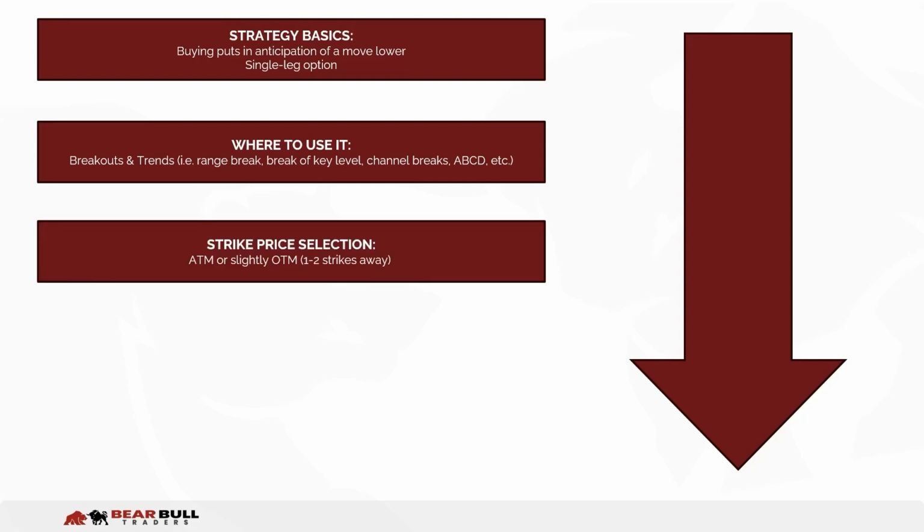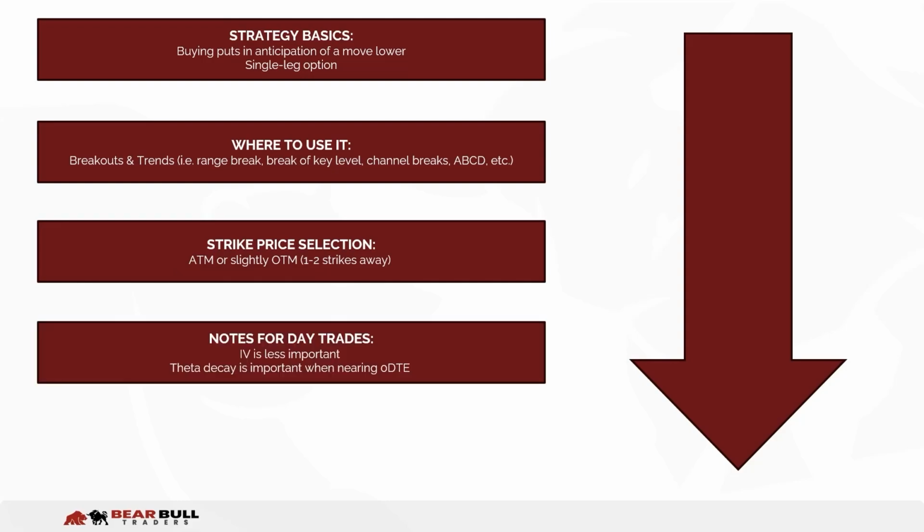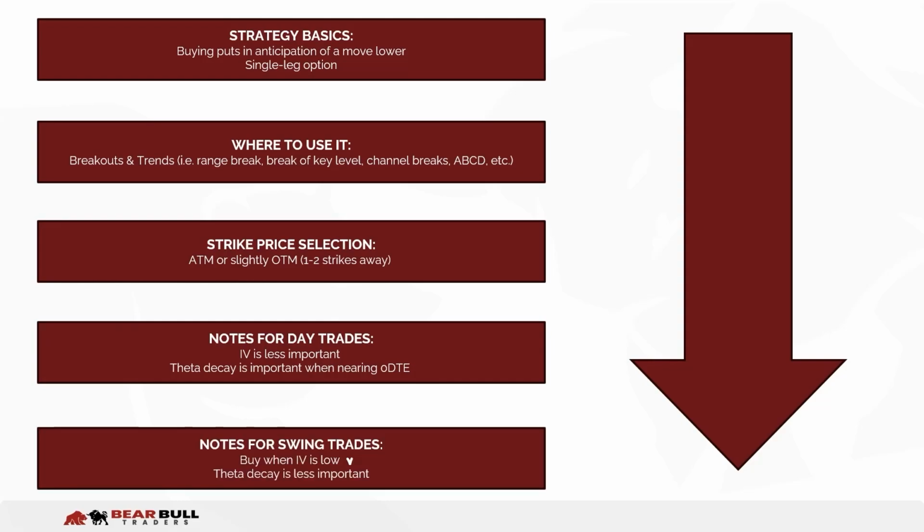When selecting your strike price, consider going at the money or slightly out of the money, usually 1 to 2 strikes away. It's important to note that choosing a strike price that the underlying asset has a chance of moving to and through prior to expiration is ideal. For day trades, implied volatility, or IV, is less critical since you'll be closing the contracts the same day, but keep a close eye on theta decay as you approach expiration. For swing trades, opt to buy when IV is low, and while theta decay is something to consider, it becomes less critical compared to day trades, as these trades typically have expiration dates further out in time.